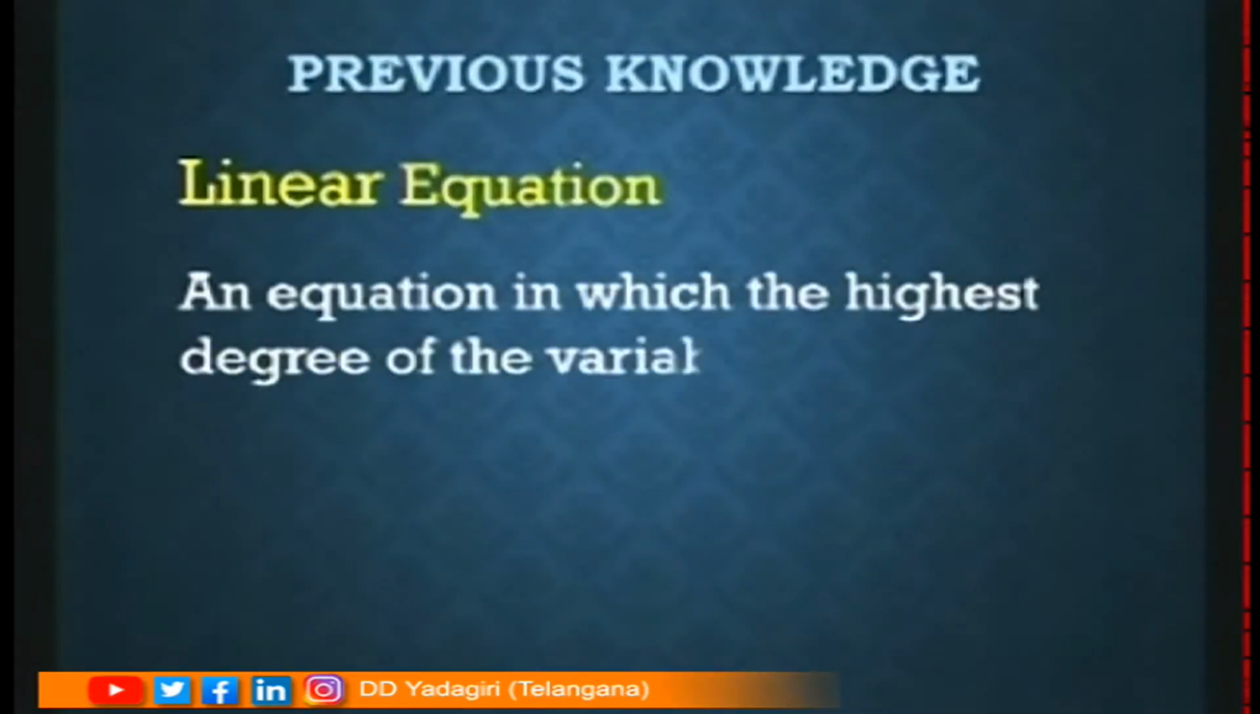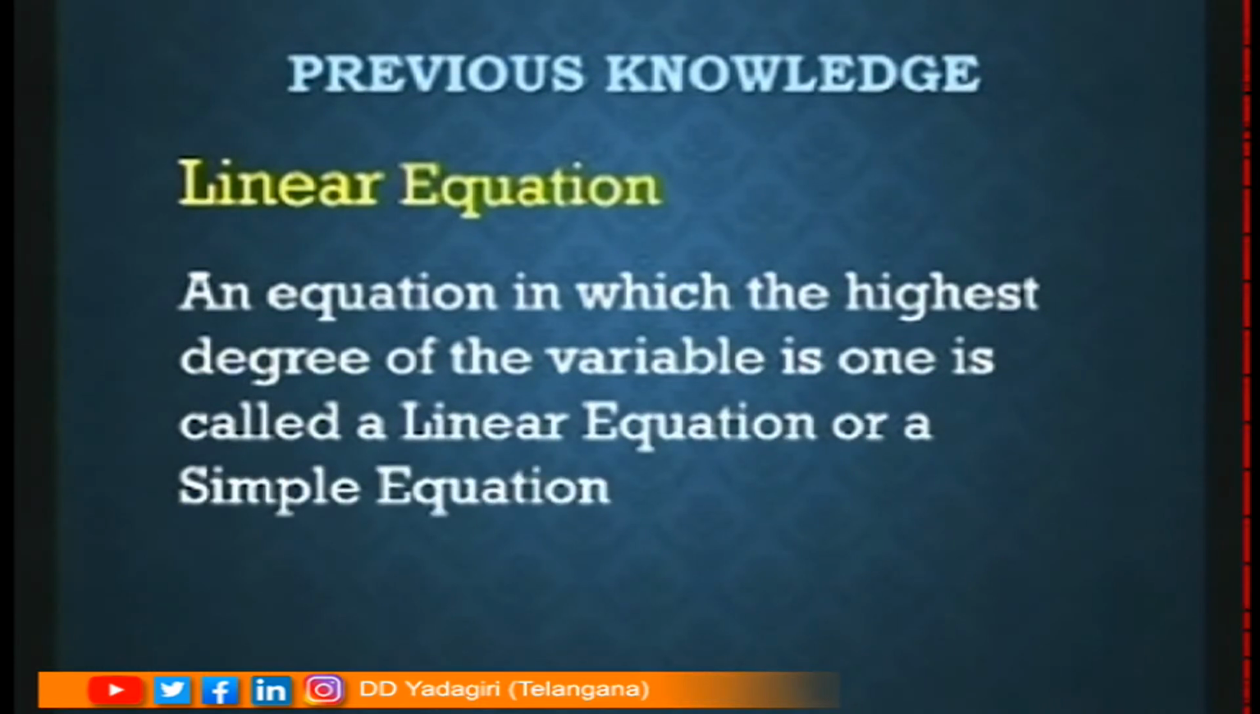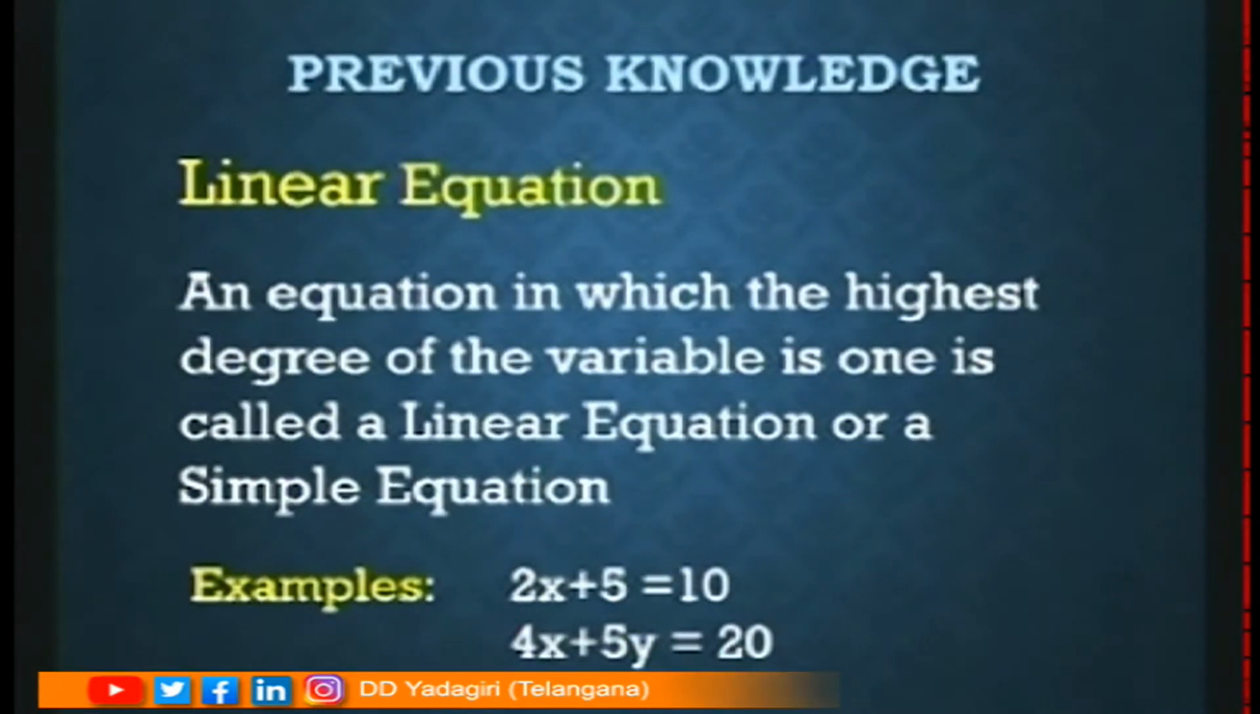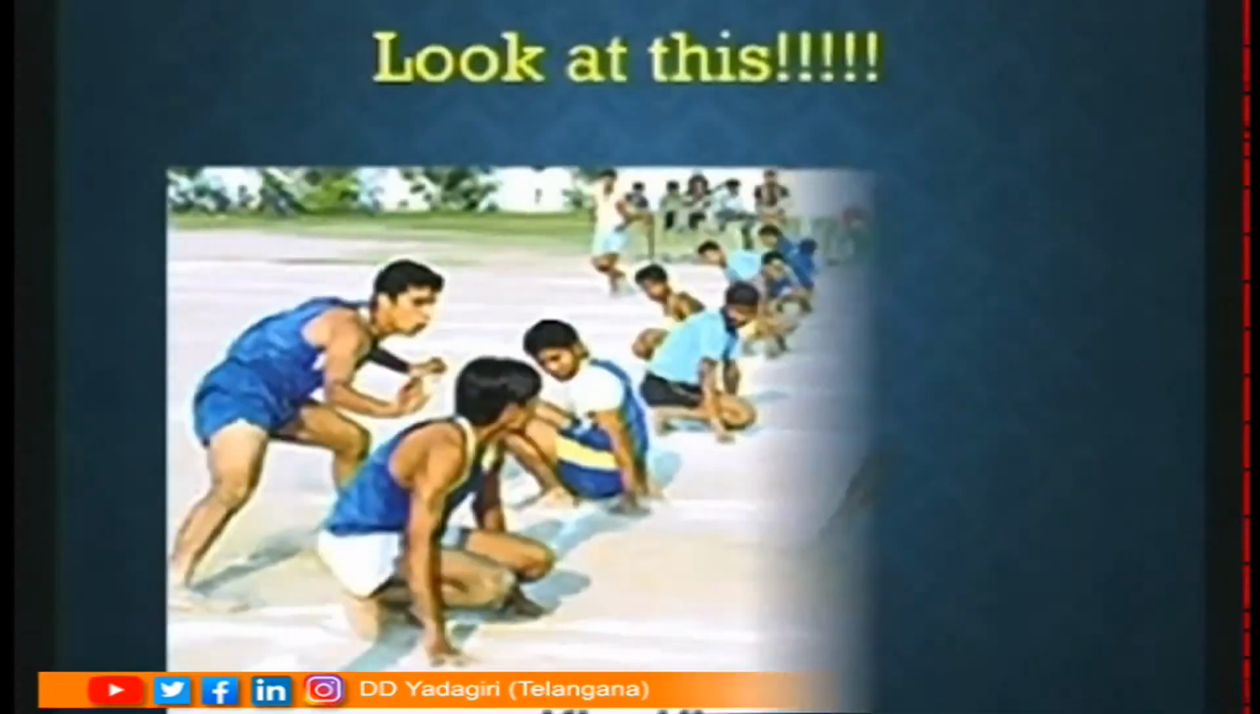An equation in which the highest degree of the variable is 1 is called a linear equation or a simple equation. Let us consider the examples for it. 2x plus 5 is equal to 10 is a linear equation in one variable where we can find the value of x coming out to be x is equal to 5 by 2. Now 4x plus 5y is equal to 20 is another linear equation in two variables. But to find the value of x and y, we need to have another linear equation which satisfies the given constraints.